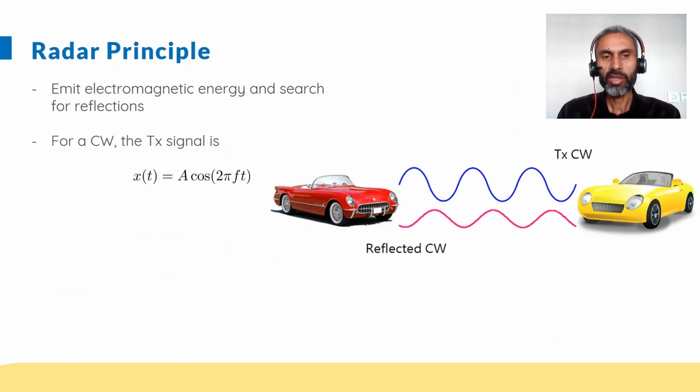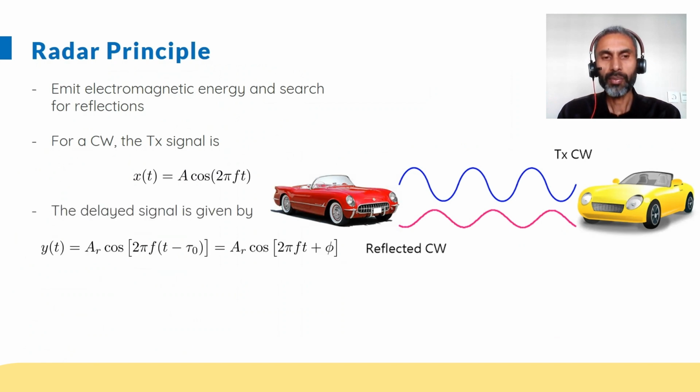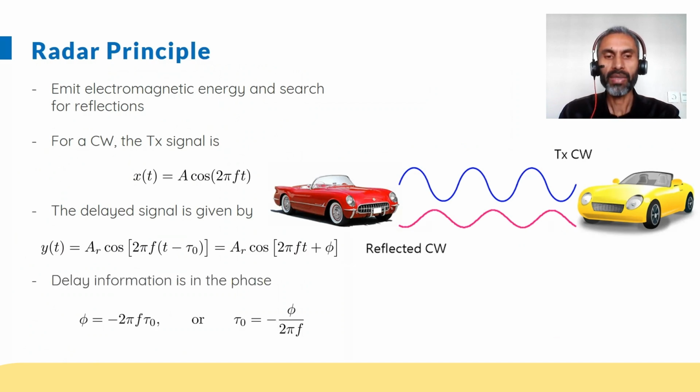For a continuous wave, the transmit signal is given by x(t) = A cos(2πft). We are just considering the simplest type of radar, which is a CW radar. The delayed signal is given by A_R cos(2πf(t − τ0)). So there are two things to consider here. First, the frequency does not change, but the amplitude has become very weak. That's why we have different A and A_R. And secondly, the phase has changed by a parameter φ. This φ is given by −2πfτ0. So we can see that this delay contains the information about the range from the target.